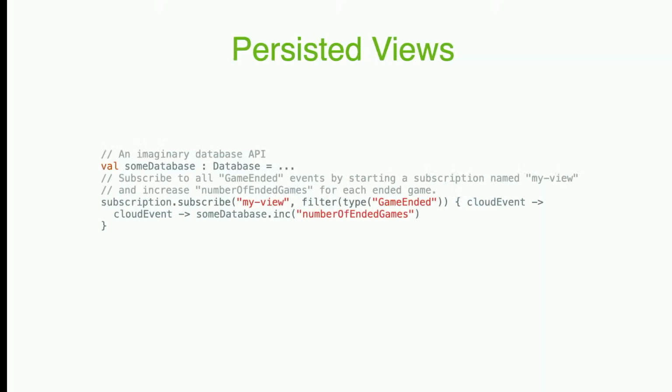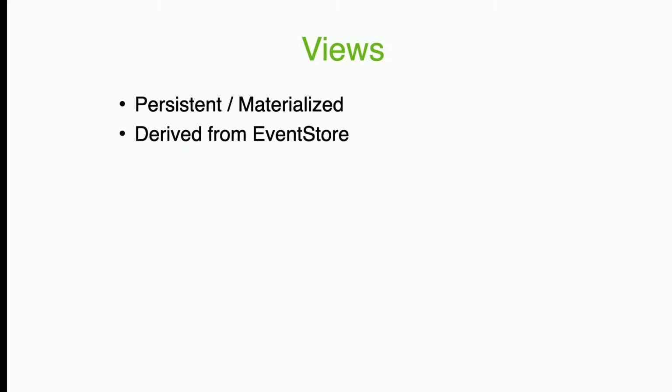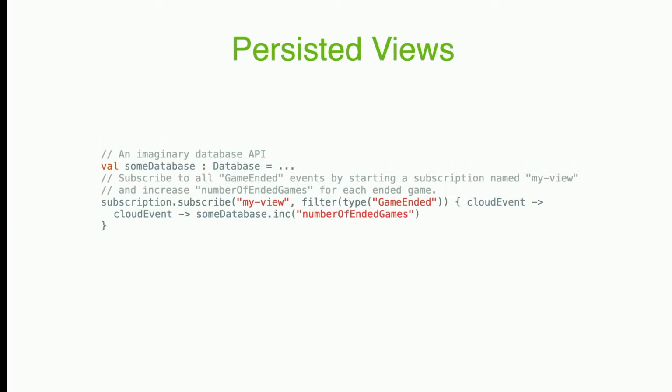Okay. So here I want to show how we can create persistent views that we were talking about before. This is a very simple example, but just to show you that it doesn't need to be hard. What you do is create a subscription, and in this case, which is maybe a little bit too trivial, it just counts the number of ended games. So imagine that you have some database, Redis or something. It's essentially just incrementing some value.